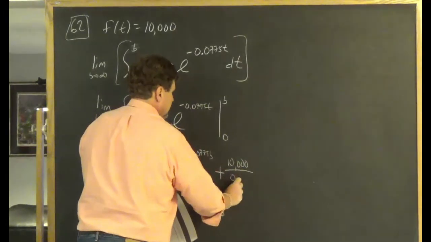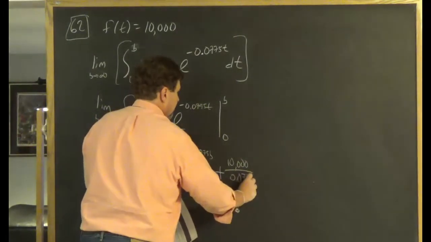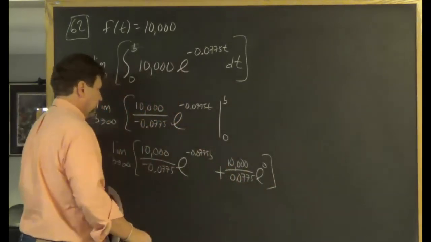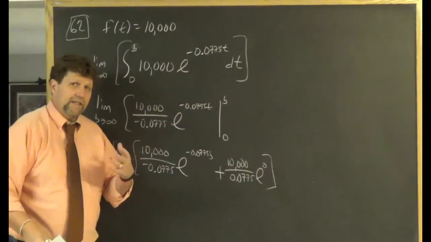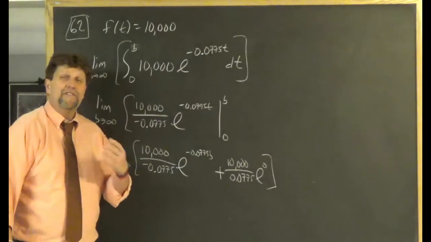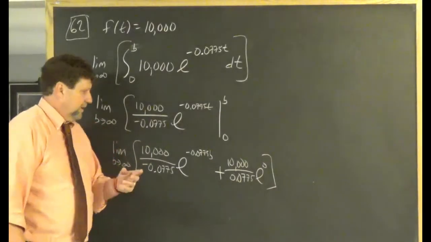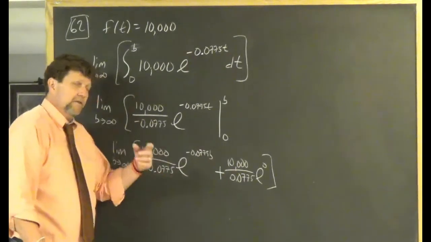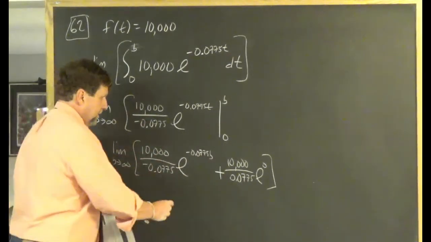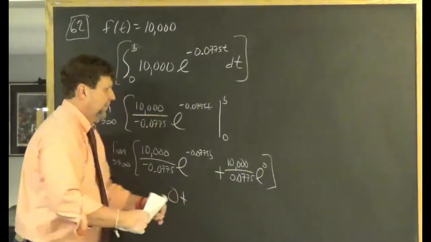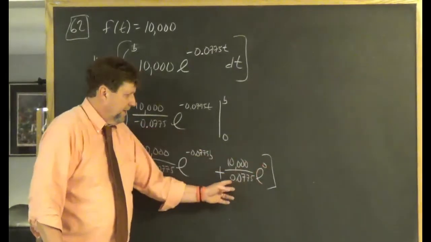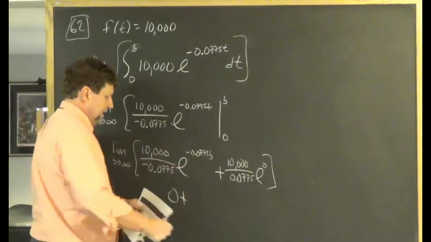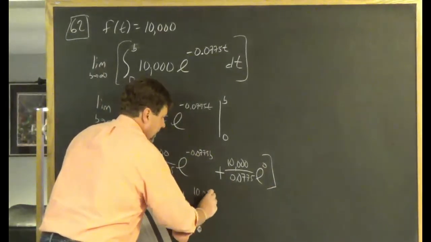10,000 over 0.0775 e to the 0. I'm going to cut to the chase. I'm not going to write down this next step. We've seen it a lot that the limit as b goes to infinity of this first term here is going to be 0. E to the 0 is 1. This is a constant. The limit as b goes to infinity of a constant is that constant.